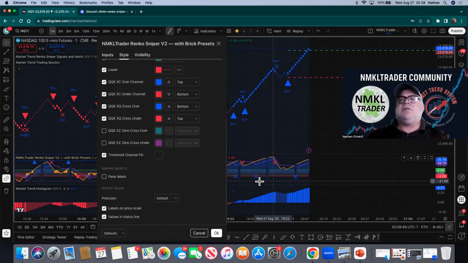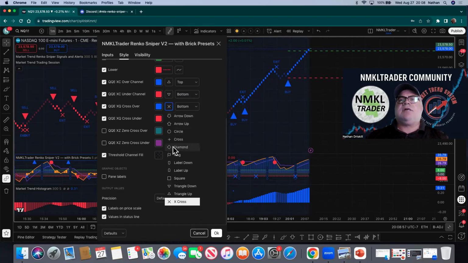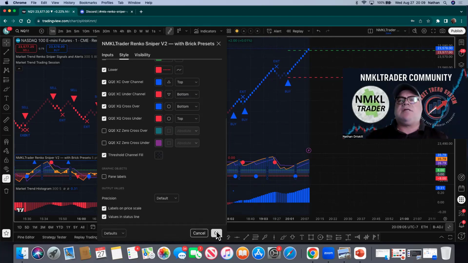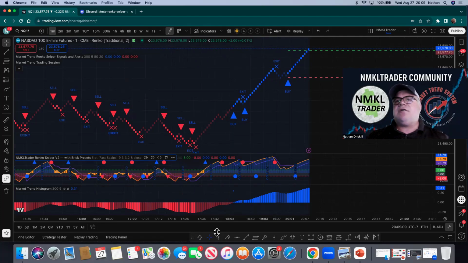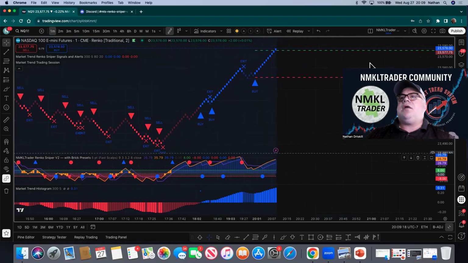So I'm looking at this. I think what I want to do is these two X's here. Let's go back and make those circles look like a dot on there instead. It really doesn't matter. Whatever you like. But just know that's going to be your exit point, most likely. Okay, let's go ahead and hit OK, because that's pretty much how you set this up. Now, what I want to do is show you how we trade this.